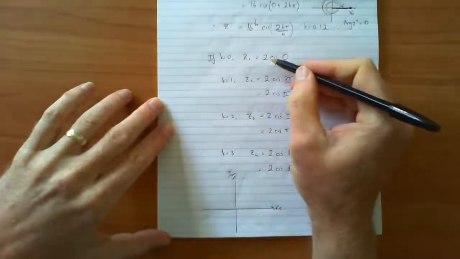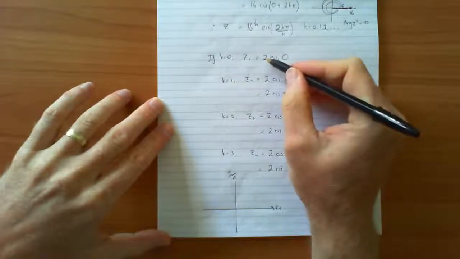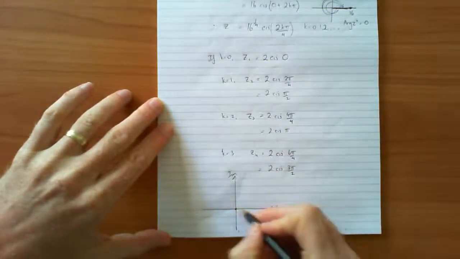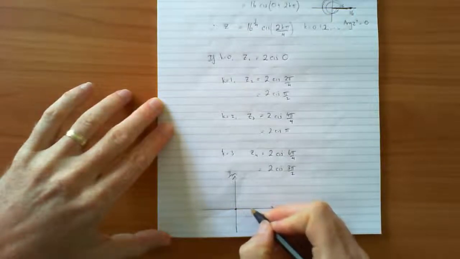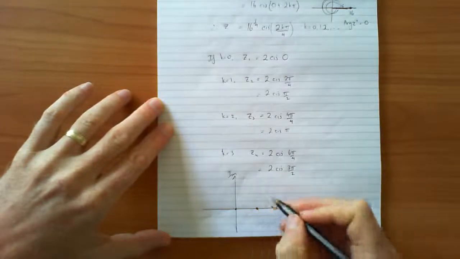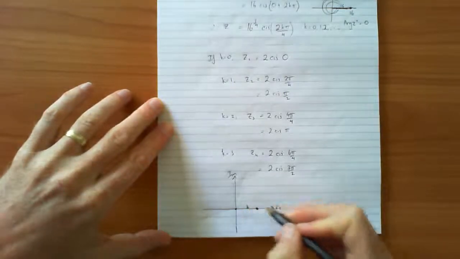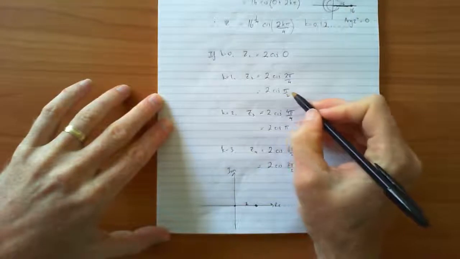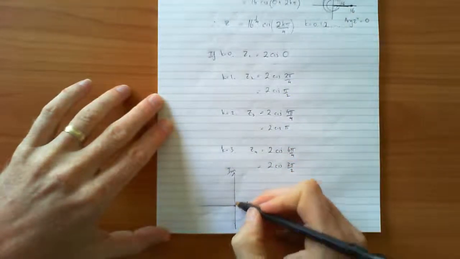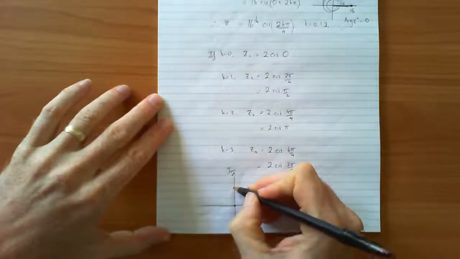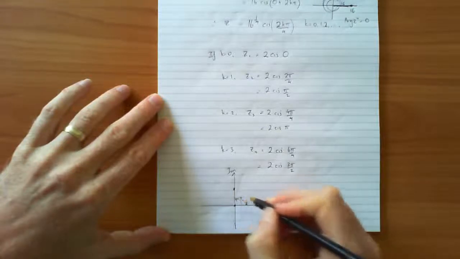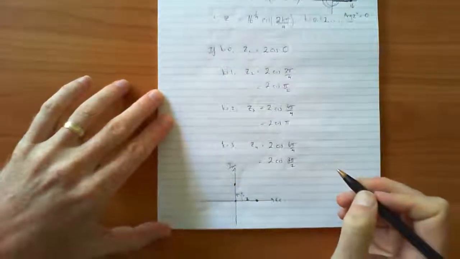So our first solution was at 2 cis 0. Remember, 2 is the distance from the origin, 0 is the angle to the positive real axis. So 2 cis 0 is going to be there. That distance out is 2. Then 2 cis pi on 2. Pi on 2 is 90 degrees, so it's going to be 2 units out this way, 90 degrees around. There's another solution.